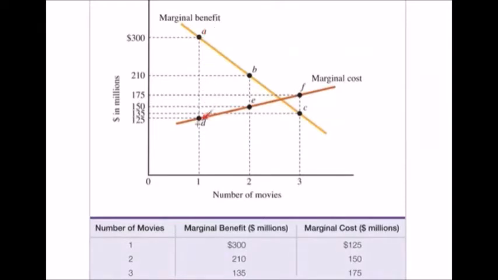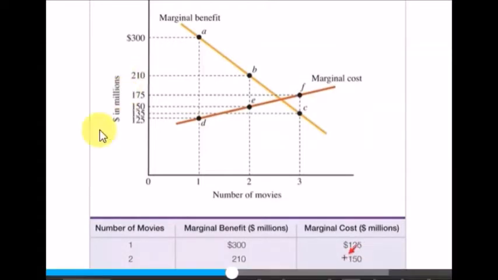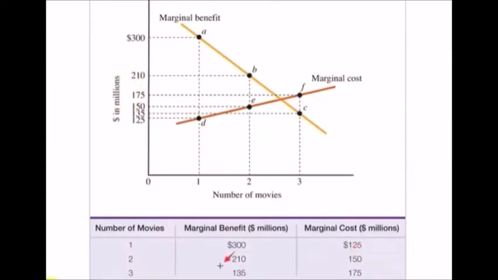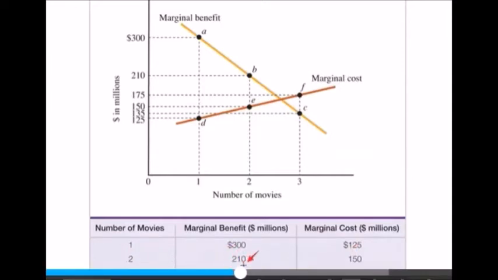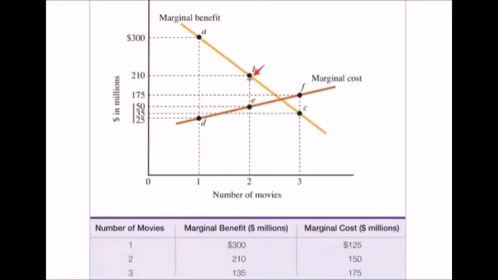Now the next question is, now that you've already made one movie, should you make a second movie? So you've already earned that $175 million. The question is, how much more will it cost you if you make a second movie? And we look down at the table and it says that the marginal cost of the second movie is $150 million. So $150 million is a lot of money. But what's the marginal benefit of making that second movie? The marginal benefit is $210 million.